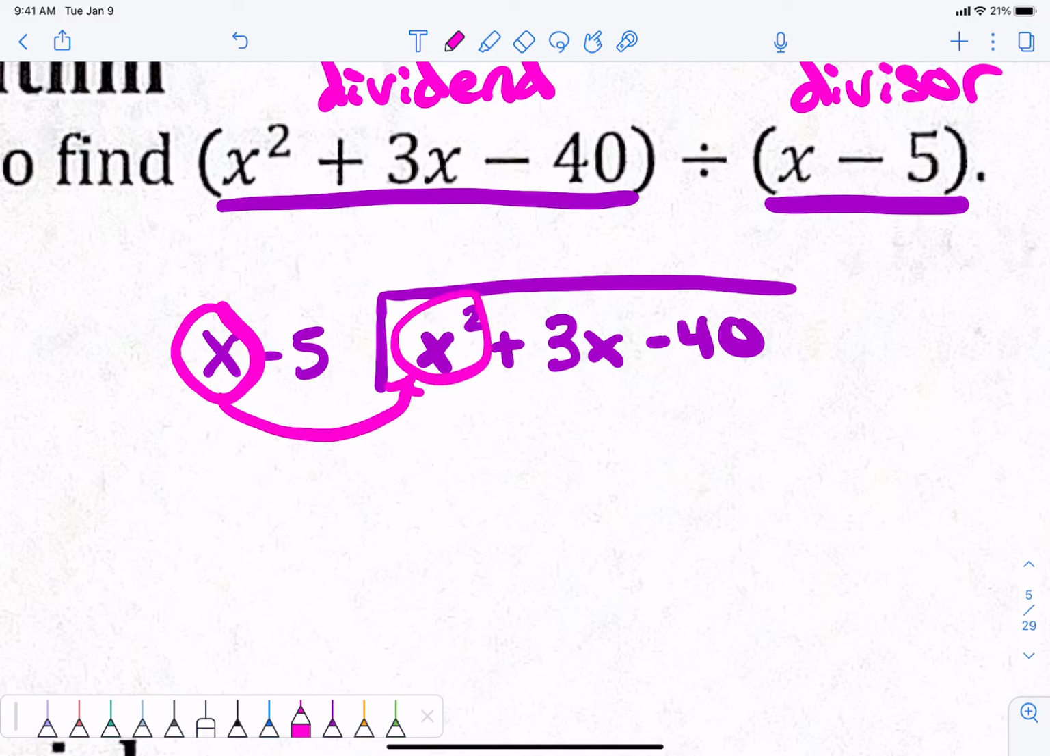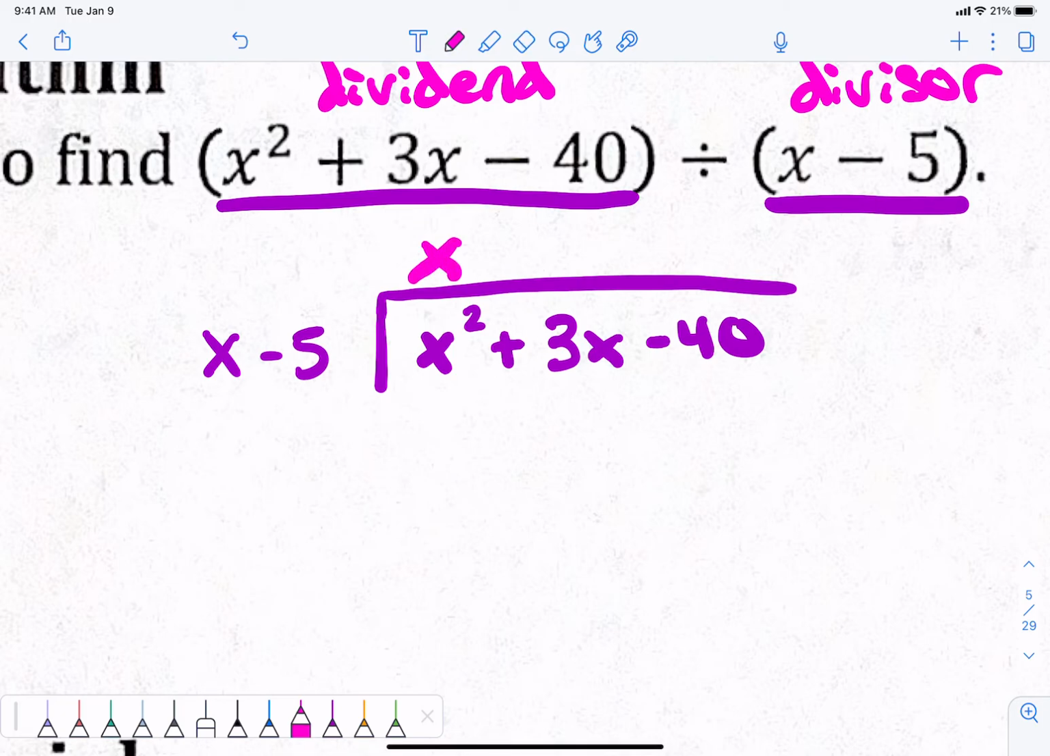So what do you have to take times x to get x squared? X. What do you have to take times x to get x squared? X, right? So I'm going to put the x up at the top here. And then, what do we do? Subtract.